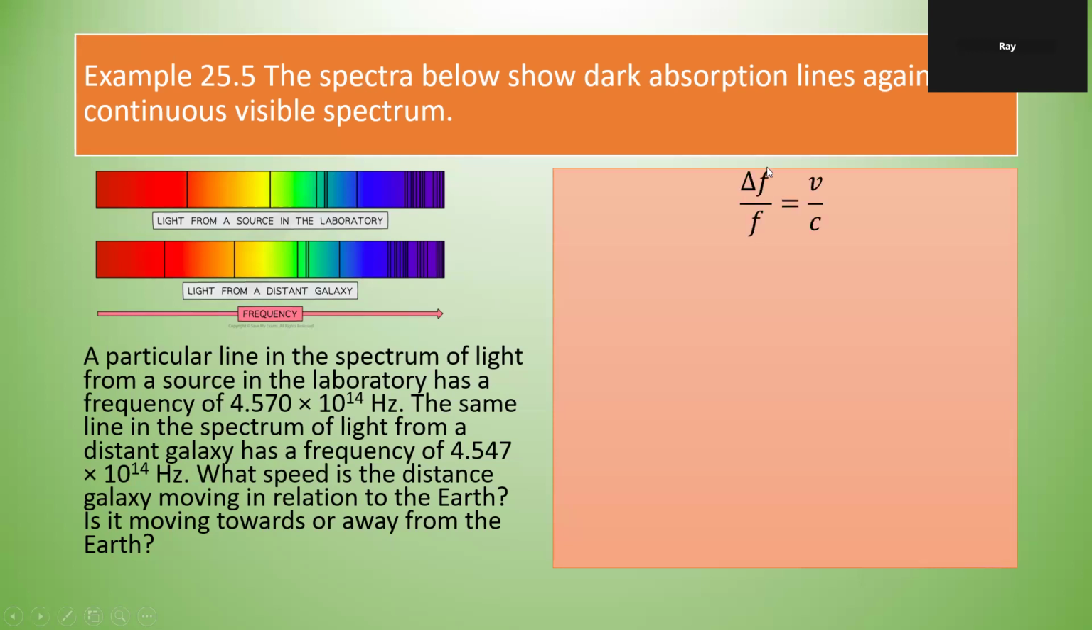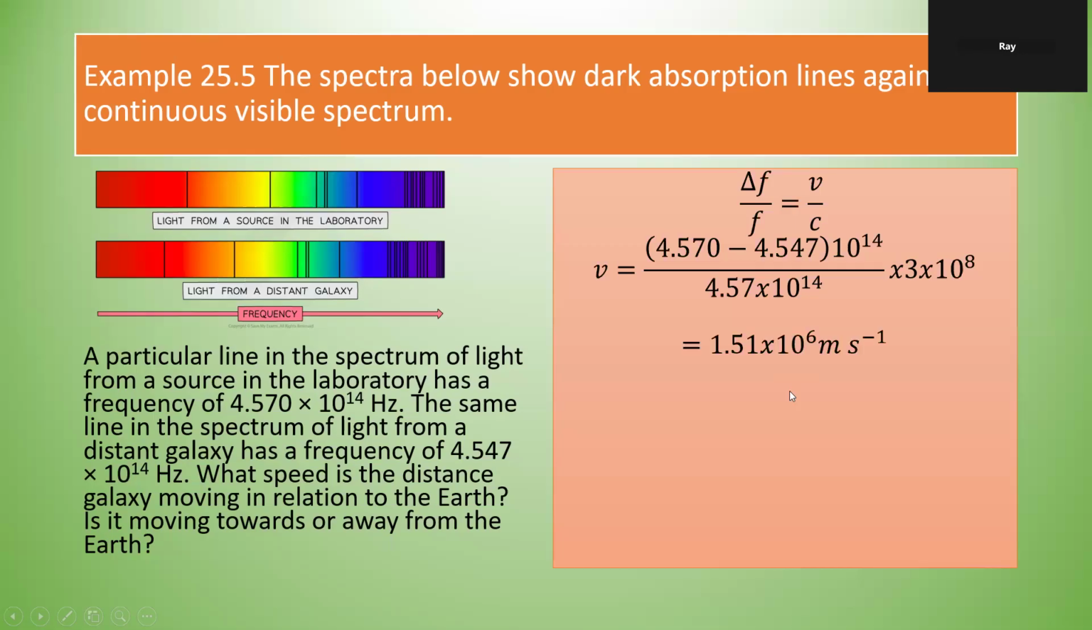So we take this formula from the formula sheet and put in our values: 4.5 times 10 to the power 14, subtract 4.57 times 10 to the power 14, divide by 4.57 times 10 to the power 14, and multiply by the speed of light, 3 times 10 to the power 8.